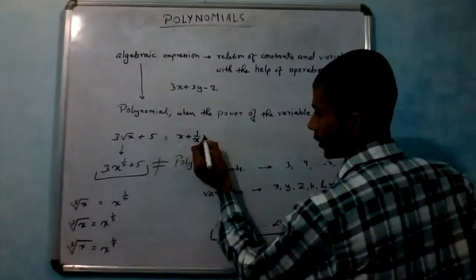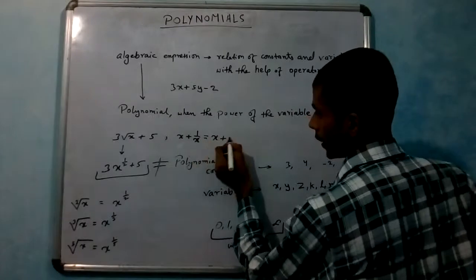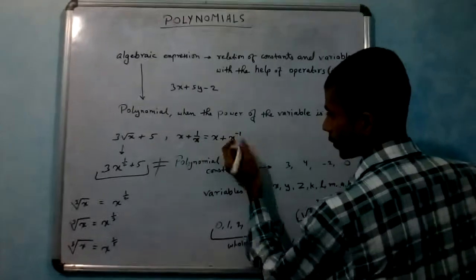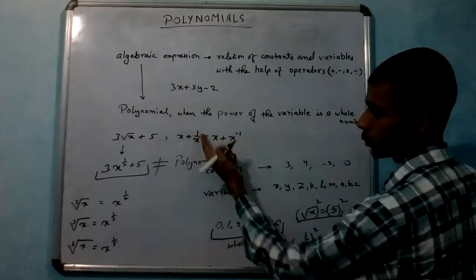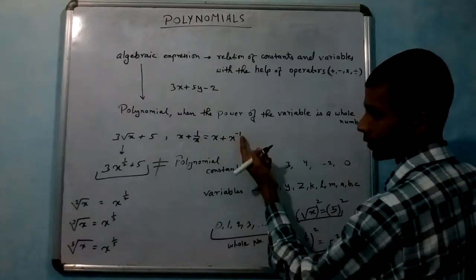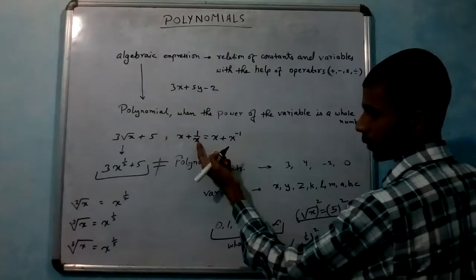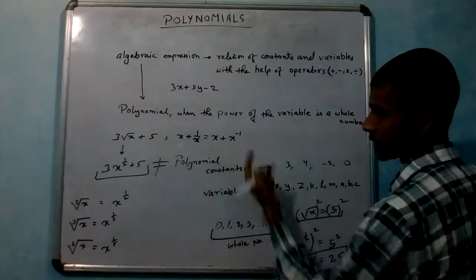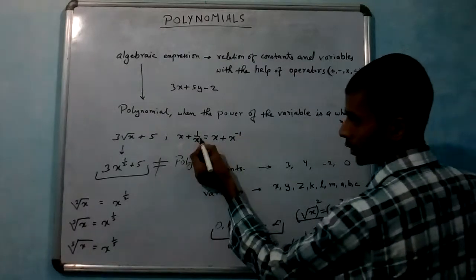It will be x plus x raised to the power minus 1. When this x goes to the numerator, its power will change its sign. When this part goes to the numerator, its power will change its sign. Right now the power is 1 in the denominator.